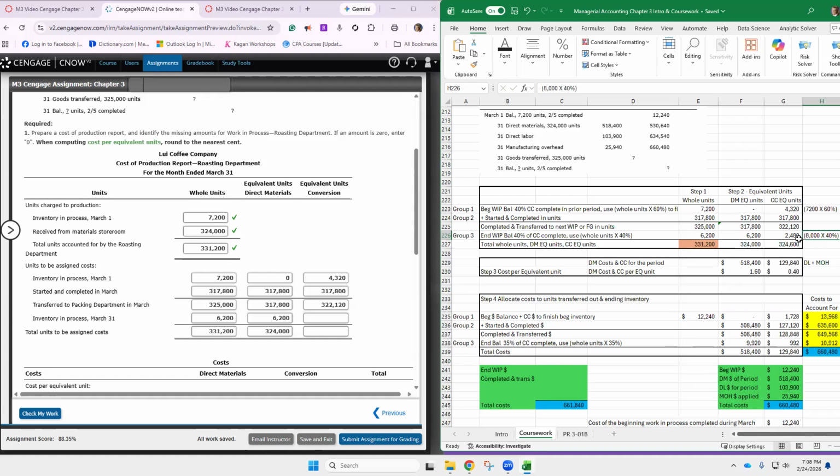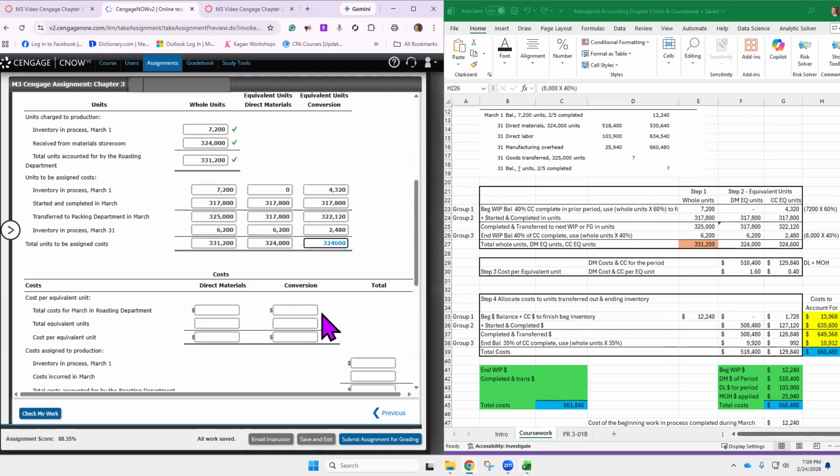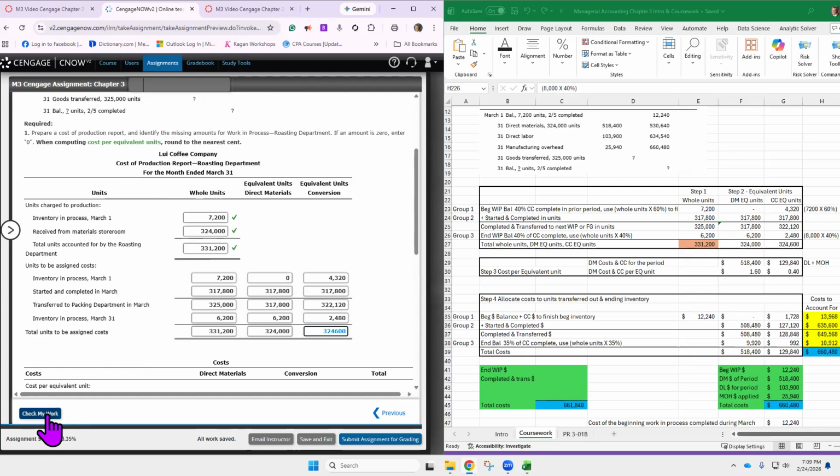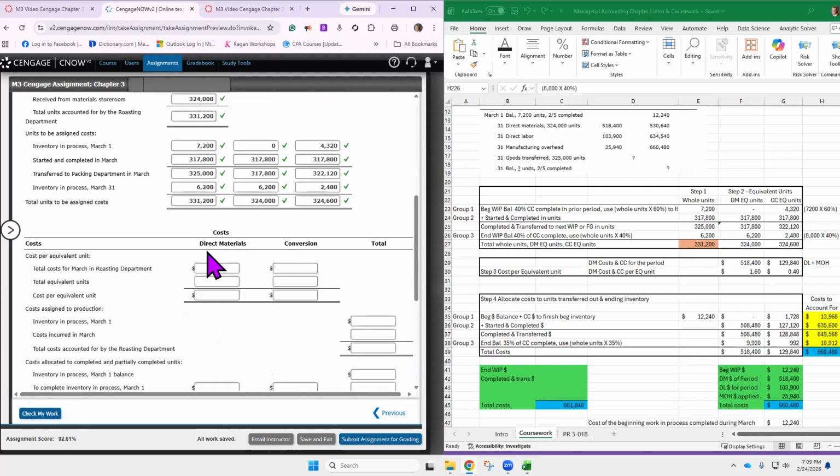8,000 times 40. Remember, if it's the ending, you just take it times the completion amount. But if it's beginning, you have to inverse it and take it times the whole units to get your amount. Okay, so let's go ahead and put in 2,480, and then we add these two together, which is 324,600. Okay, now we're ready to start working on the cost. So this is steps 1 and 2. Now we're going to do steps 3 and then step 4.